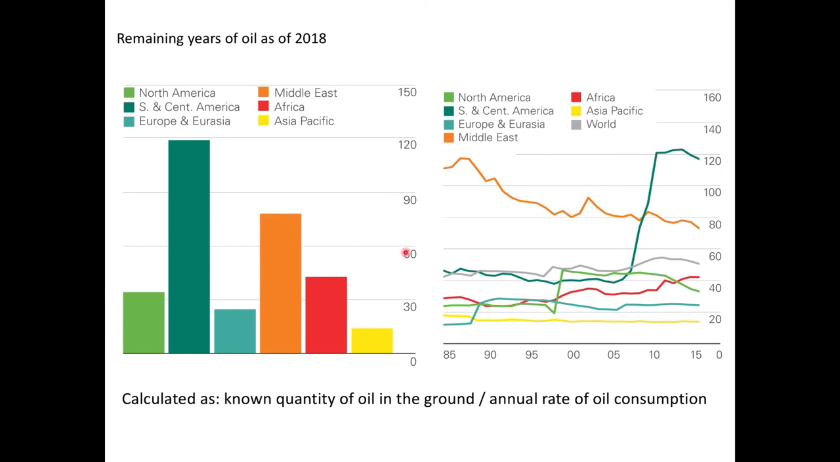The average is about 50 years, and that's shown on the right-hand side. Again, the y-axis is years left. And all I want you to see is that outside of the green here for South and Central America, which is actually now declining, oil is a finite resource. Nature makes it at a very slow rate. Humans consume it at a very high rate, which means that we have the potential to exhaust oil reservoirs, which means that it will eventually go away.